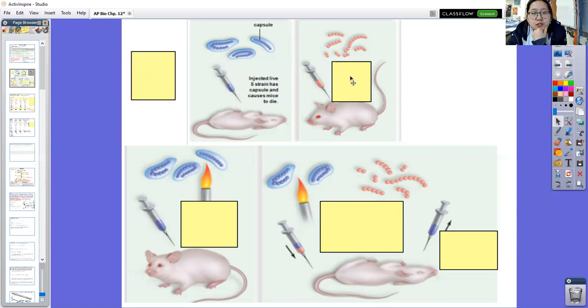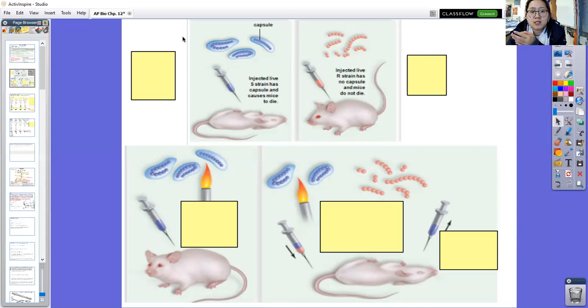In the first basic experiments, they injected a group of mice with strain S, which is just a type, a family. So a group of bacteria known as strain S actually causes the mice to die because it's the highly infectious form of the bacteria, because it has a capsule on the outside. And the capsule protects it from the antibodies and the white blood cells in the mice's body.